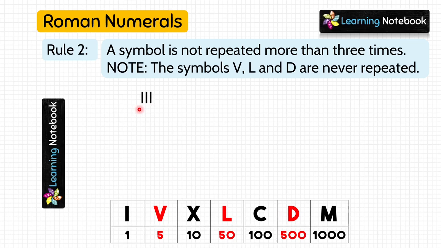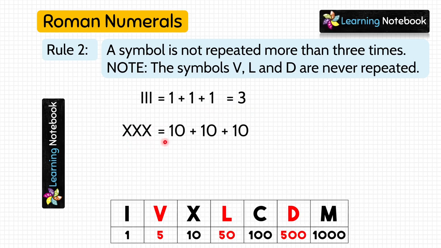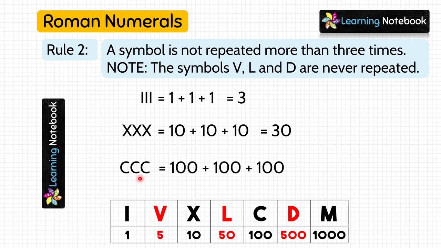III. Here, I is repeated 3 times, and it cannot be repeated more than 3 times. So we will do addition of 1 3 times. So we will do 1 plus 1 plus 1, which is equal to 3. Next, XXX. Here X is being repeated 3 times. So we will add 10 3 times, which is equal to 30. Next example, CCC. C represents 100. So we will add 100 3 times, which is equal to 300. So CCC represents number 300.